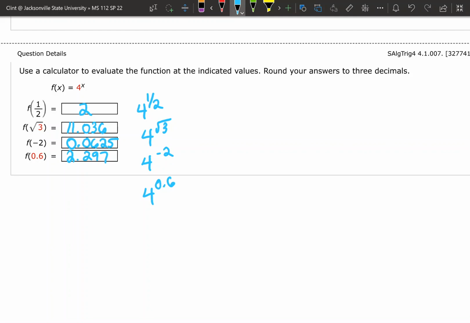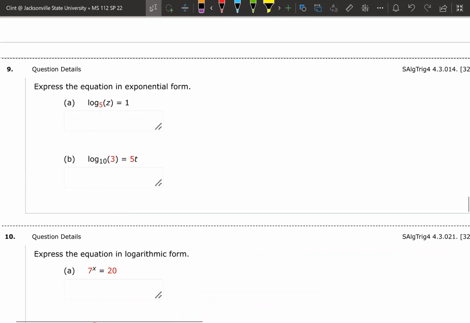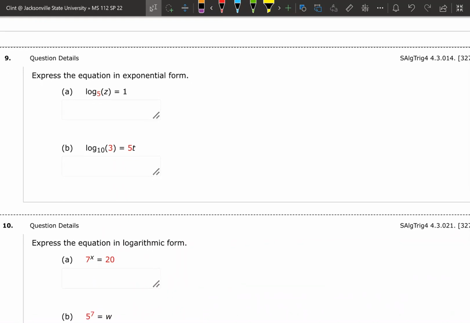Okay. Questions on that one? I don't really know what you would ask. When we're on 9, we got a couple of equations in logarithm form. We want to change those to exponential form.